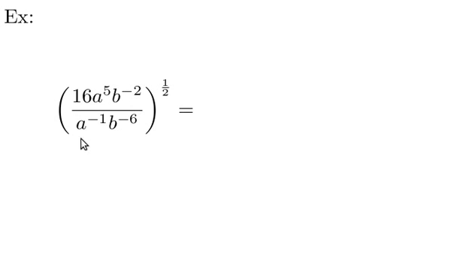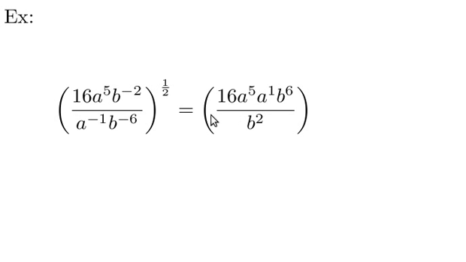So I misspelled one of these commands. Okay, so this a to the fifth stays where it is, and so does the 16. Everything else switches. This a to the negative first comes up here. It becomes a to the first. This b to the negative 2 goes down here. It becomes b squared. This b to the negative 6 comes on top. It's b to the power of 6. Oh, of course, and all of this is still to the power of 1/2. Don't forget to put that 1/2 up there.